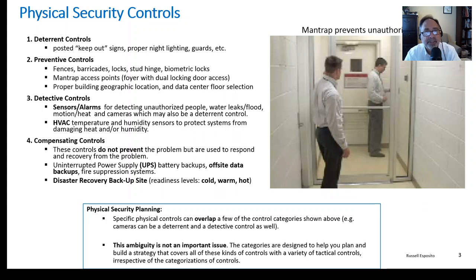Preventive controls are things that actually stop folks. Locks, barricades, fences. A guard could be both, right? A guard could be a deterrent and a preventive control. A man trap, there's a picture here on the right of a man trap. It's got 2 doors. So it's similar to a lot of the banks, the way they have the ATMs. You go through one door, it locks behind you, and then you go to your ATM. Well, in this case, there's a second door to let you into the building.